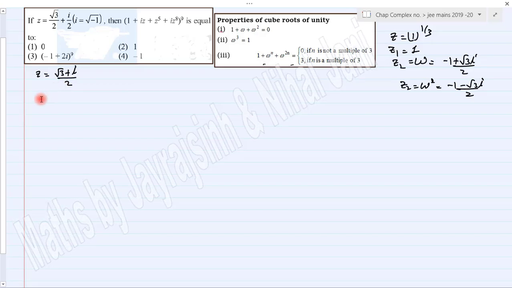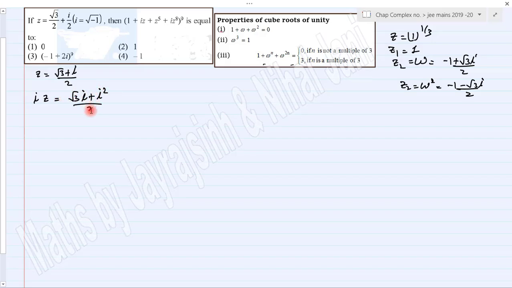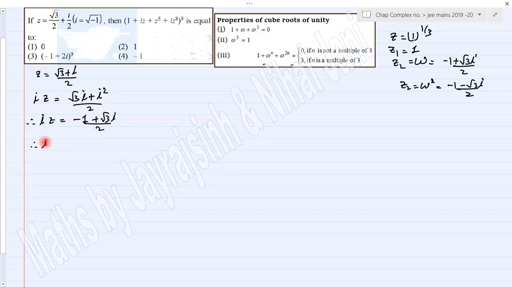But if we multiply i on both sides, we'll get root 3i plus i square by 2, or we can say iz is equal to -1 plus root 3i by 2, which is nothing but omega. So your z is nothing but minus i omega.